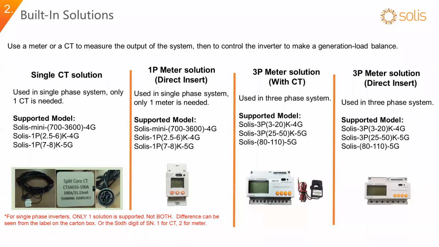So for example, the single CT solution. We use it in the single phase system, and you just need a CT to achieve this function. It's a very cheap solution, and it's for the single phase mini inverter, single phase 2.5 to 6K, and also the 5G 7 to 8K. And it will be in the below picture.